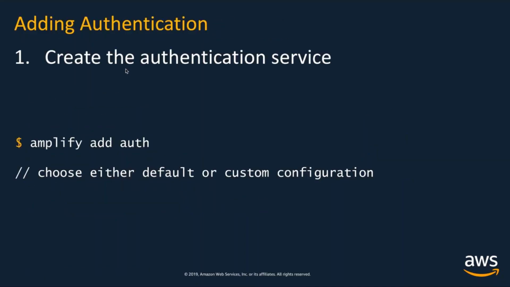So if we were going to add an authentication service to our app, it would look something like this. We would run amplify add auth, and then from there, we would be given a list of configuration options. We could either choose the default or choose to customize this configuration, as you'll see in a little bit during a live demo.